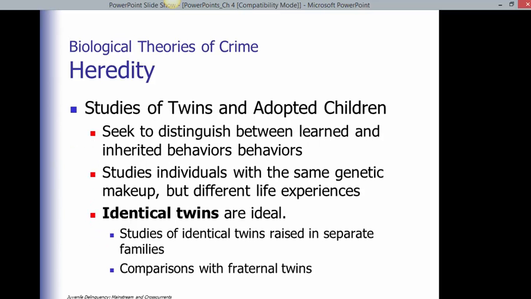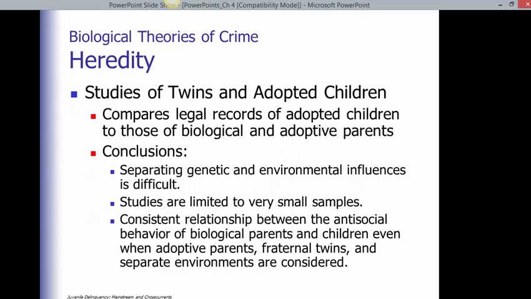disorder, and anxiety. Studies of twins and adopted children seek to distinguish between learned and inherited behaviors. They study individuals with the same genetic makeup but different life experiences. Identical twins are ideal. Studies compare identical twins raised in separate families with fraternal twins. Studies of adopted children compare their legal records to those of their biological and adoptive parents.